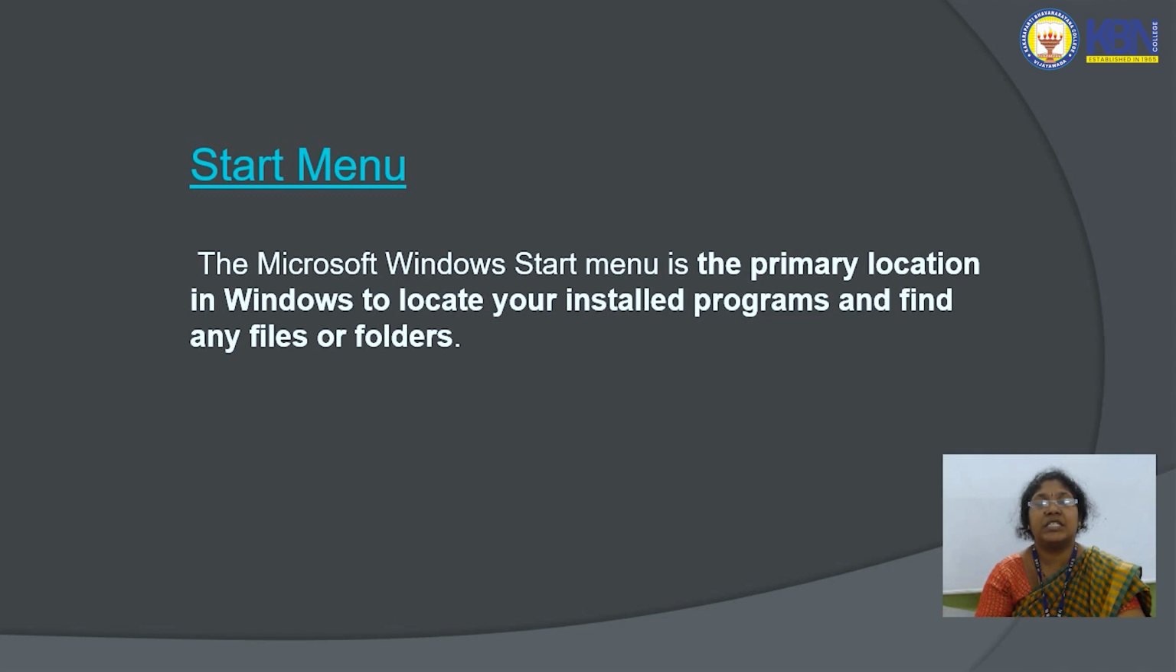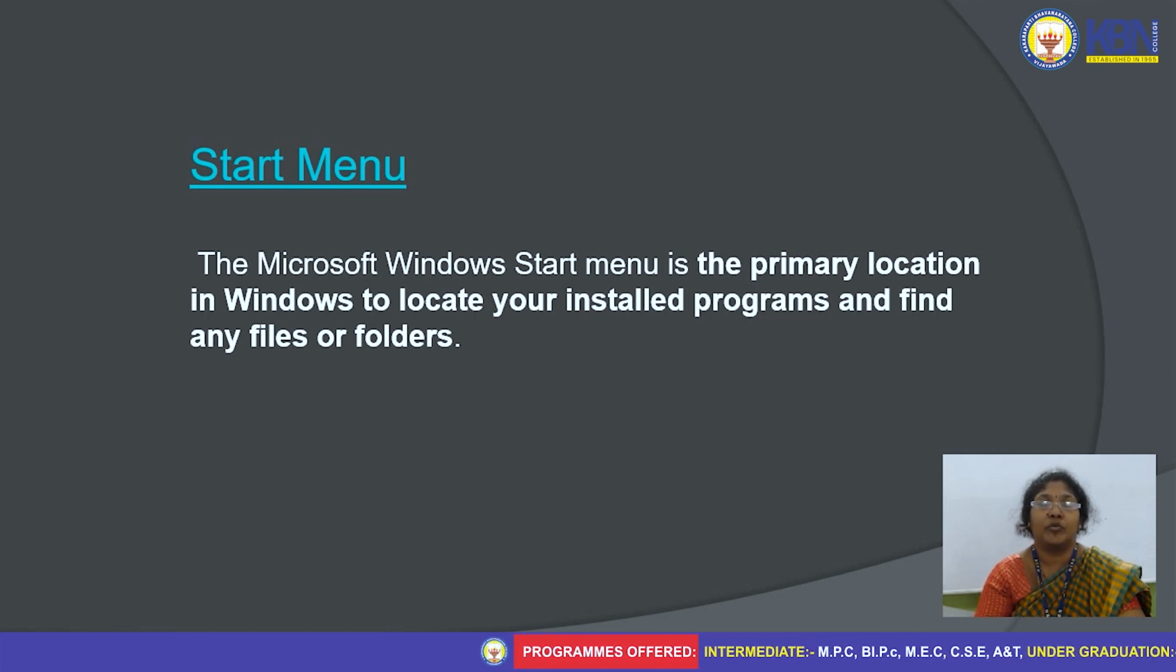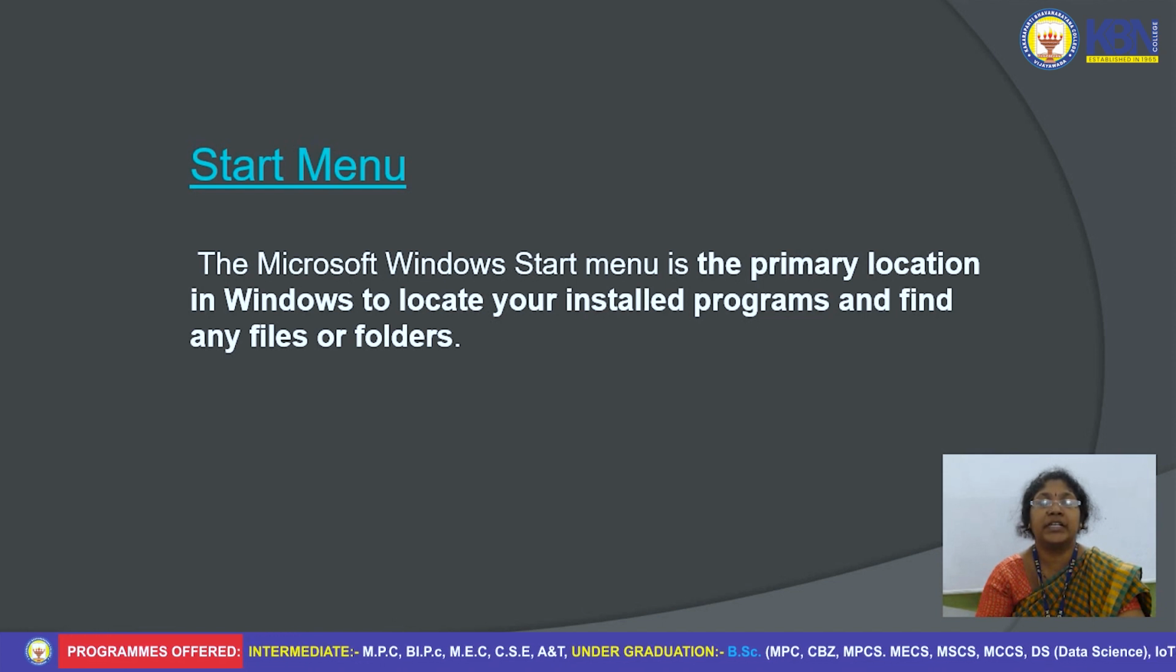The start button is the main button of Windows. For example, the Microsoft Windows start menu is the primary location in Windows to locate your installed programs and find any files or folders. So the start menu is the basic and main button. Every small program will be loaded in the start menu only. It is located at the bottom left corner of your desktop. After clicking the start button, you will get the main menu, where you can select whatever application you want. Sometimes you will get a submenu also.